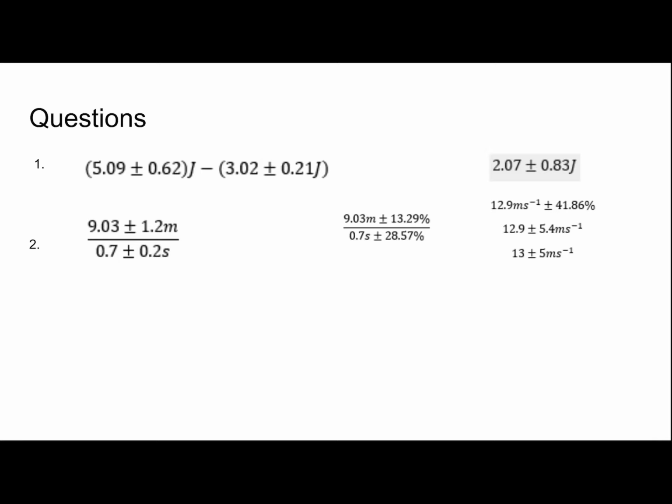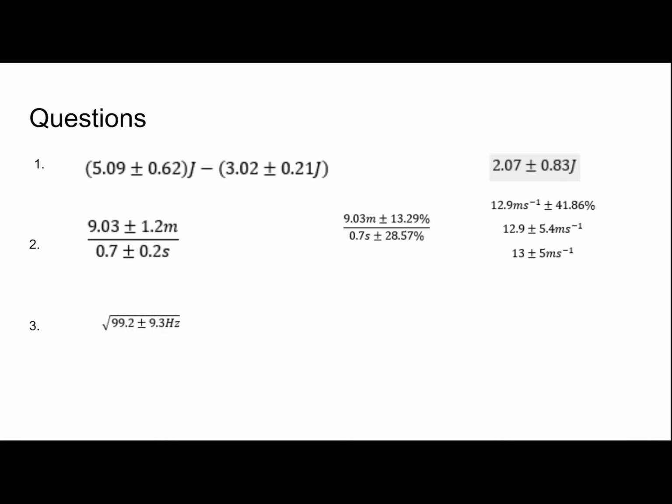But we need to round all our uncertainties to 1 significant figure. So 5.4 rounds to 5 meters per second, and that's in the ones column. So we need to round our actual value to the ones column as well. So we have 13 plus or minus 5 meters per second.